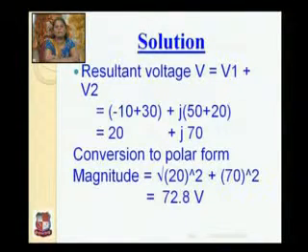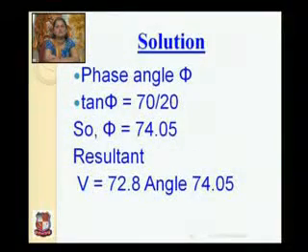Now we have to convert into polar form. Conversion from rectangular to polar is known to you. First of all you have to find the magnitude. Magnitude is equal to under root of square of real part plus square of imaginary part. Our real part is 20 and imaginary part is 70. So magnitude is equal to under root of 20 square plus 70 square. So your answer is 72.8.